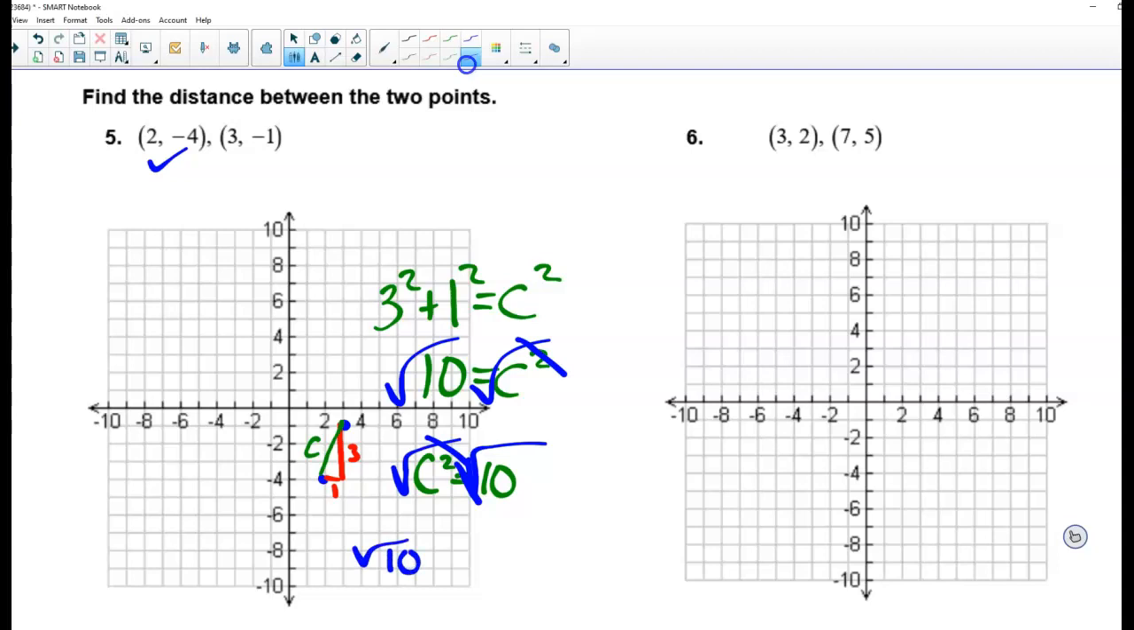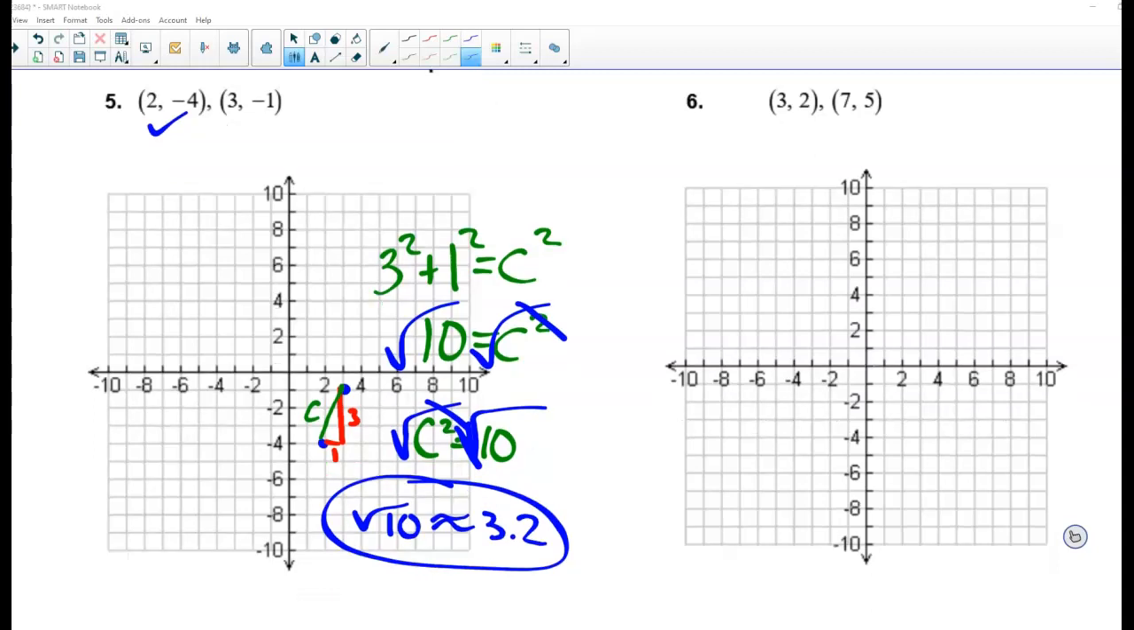The answer with the decimal, if you were to put it in your calculator, square root of 10 is about 3.2. So remember, we want both answers. I want the exact and then I want the approximate. So the exact means keep it as a square root, and the approximate means we are going to just multiply it out, square root. Okay, and our last one, again, we have ordered pairs, so I have to put them on here.